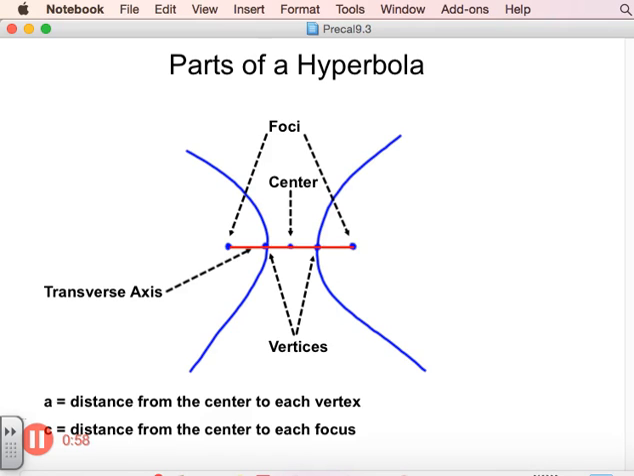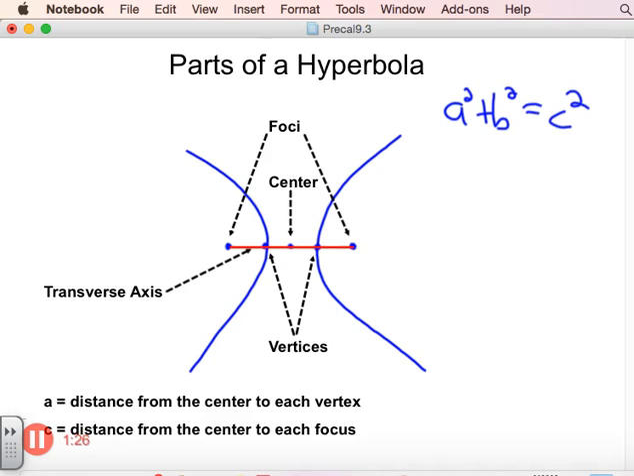Now the distance from the center to each vertex is going to be represented by the letter A, and the distance from the center to each foci is going to be represented by the letter C. And we have this formula, A squared plus B squared equals C squared, of course the Pythagorean theorem. So for ellipses, we just change it to a minus, but for hyperbolas, we actually use the Pythagorean theorem.